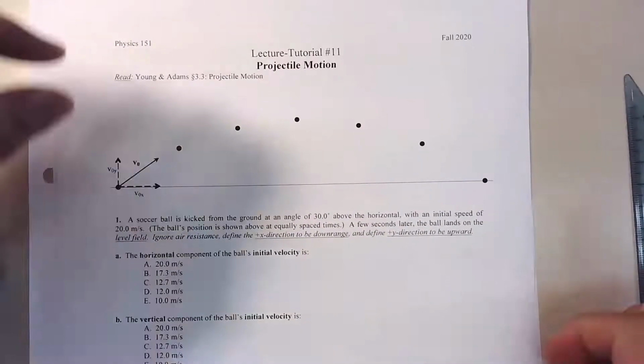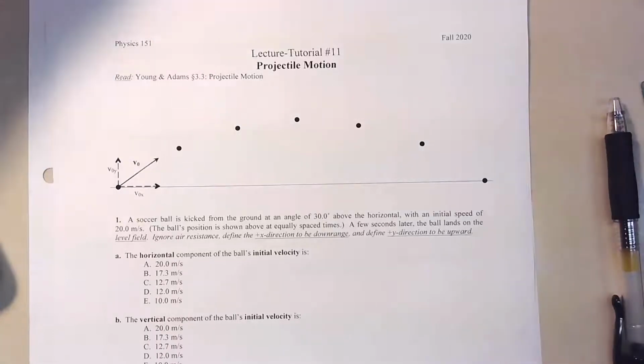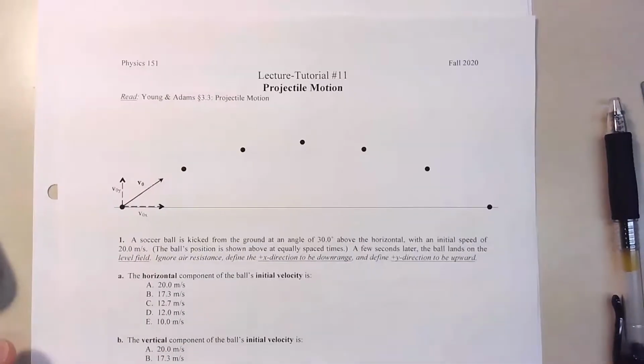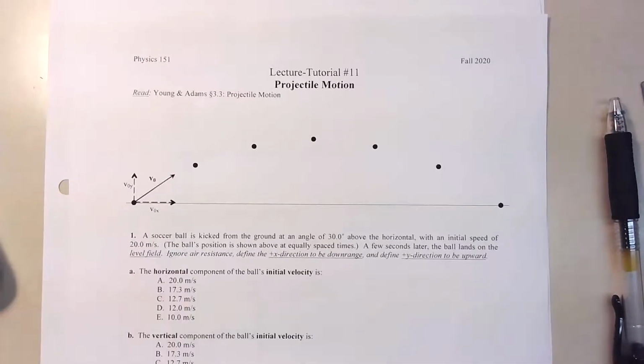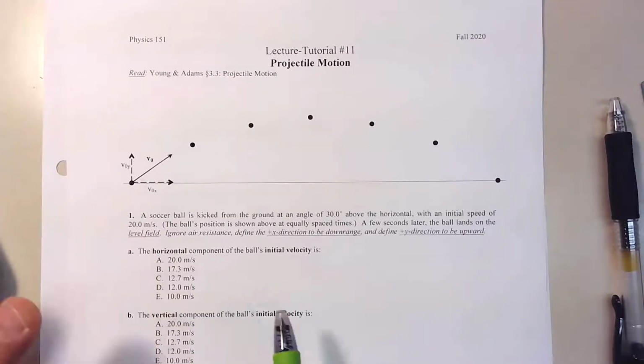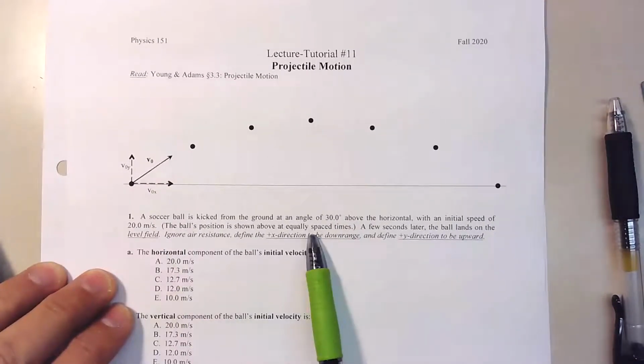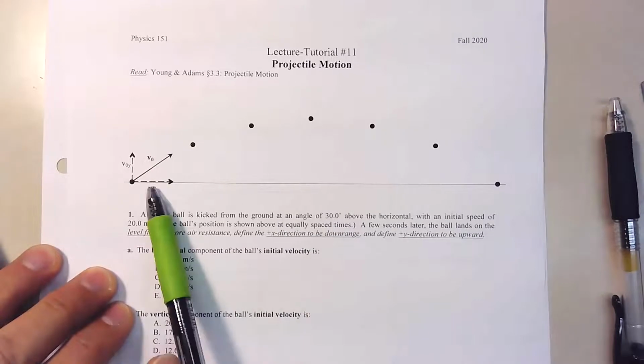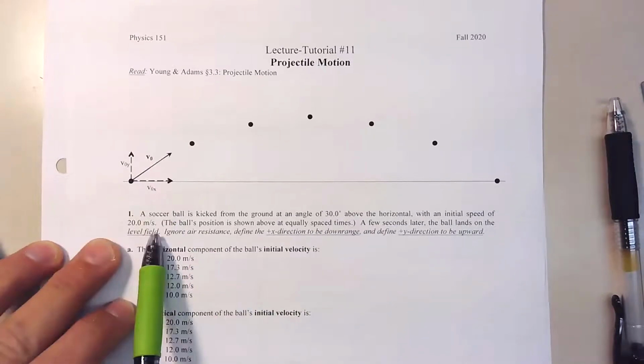All right, and the first thing that this is asking us is to... Problem number 1 is about a level ground problem. Again, a soccer ball that's on a level field is kicked from the ground at an angle of 30 degrees above the horizontal at an initial speed of 20 meters per second.